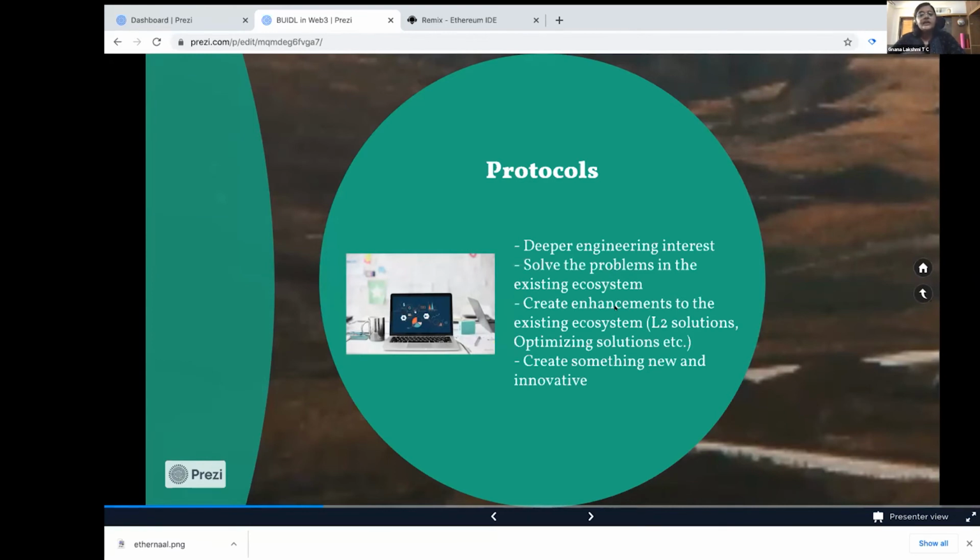For example, Ethereum was just a layer 1 when it was introduced, but there are now so many layer 2 solutions being built on top of this existing protocol, which are protocols themselves, right? And this is optimizing solutions or thinking of scalability. Can you build something that is more scalable than the existing product, right? Or creating something new or innovative, which is a totally different protocol altogether. These are some things that you could build when it comes to protocol level building.